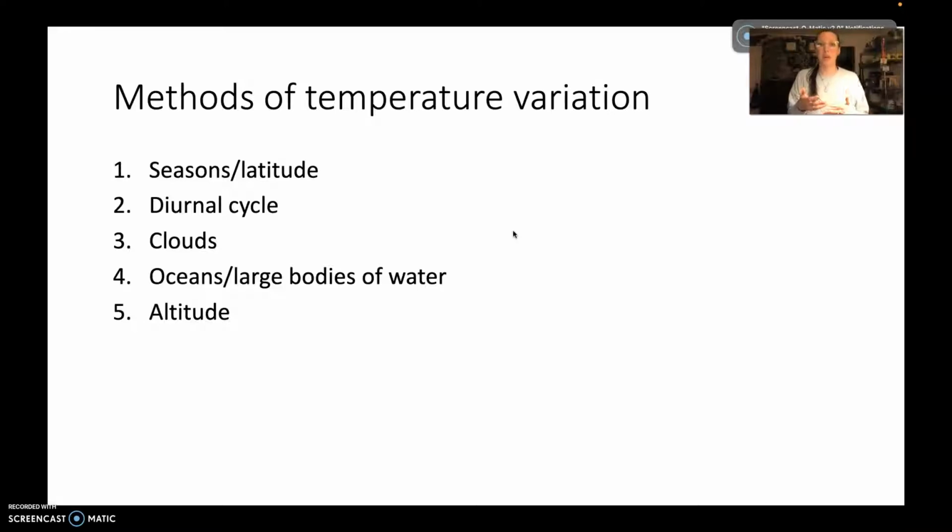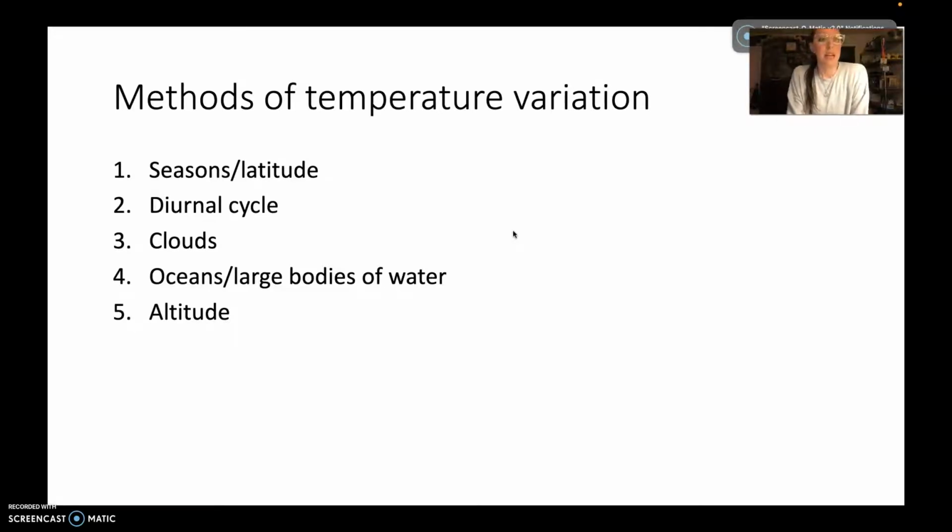Okay, so we have 5 main methods of temperature variation. One that we've talked about already is the tilt of the Earth, right? We've talked about this idea where there's a surplus of energy at the equator and a deficit at the poles, simply because of sun angle, basically. And that's because we're tilted, yeah.